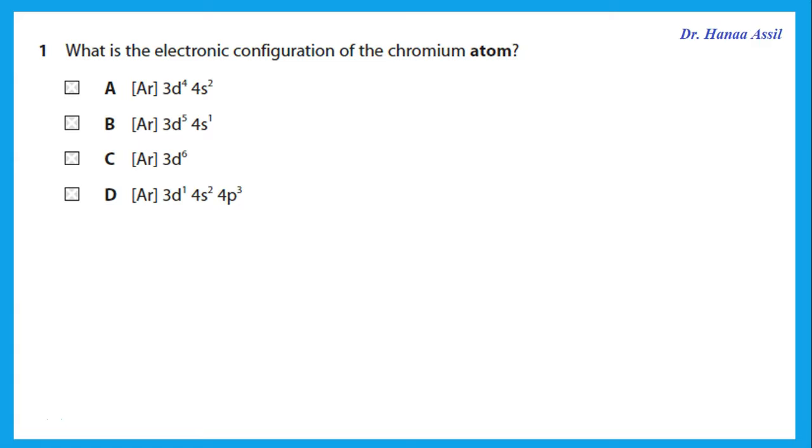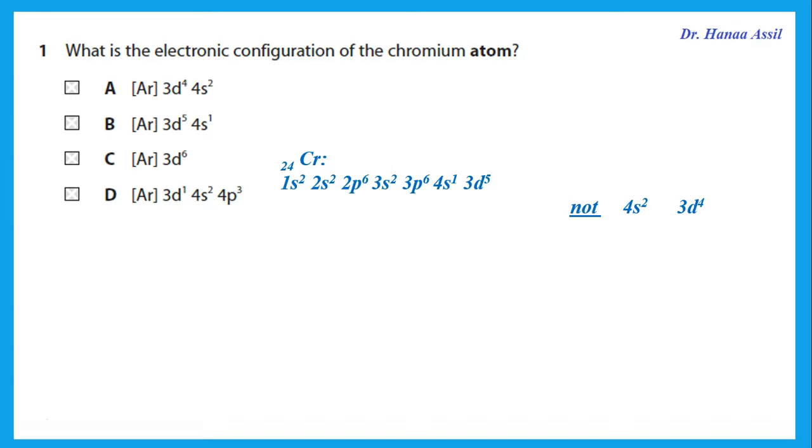So the first question in this paper was, what is the electronic configuration of the chromium atom? Of course, we go to the periodic table and we check the atomic number of chromium. You find that the atomic number of chromium is 24. Now, how are the 24 electrons distributed?